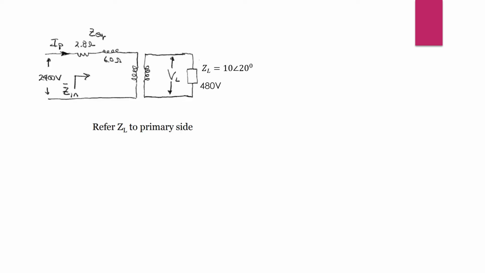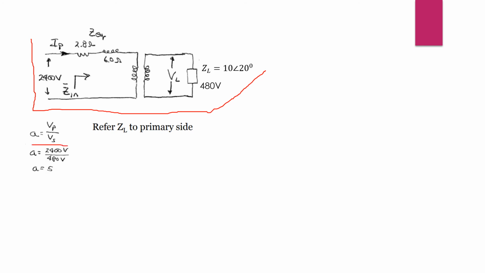Now here is our solution. Based on the given, we can form an equivalent circuit and it looks like this. First thing to do, we need to find our turns ratio. Our turns ratio is equal to Vp over Vs. Our Vp is equal to 2400 volts and our Vs is equal to 480 volts. Therefore, we get a turns ratio A equal to 5. Now, we need to refer Z load to the primary side.